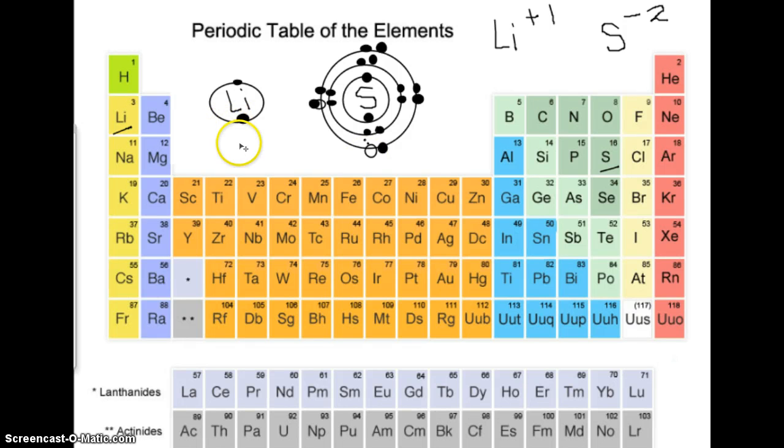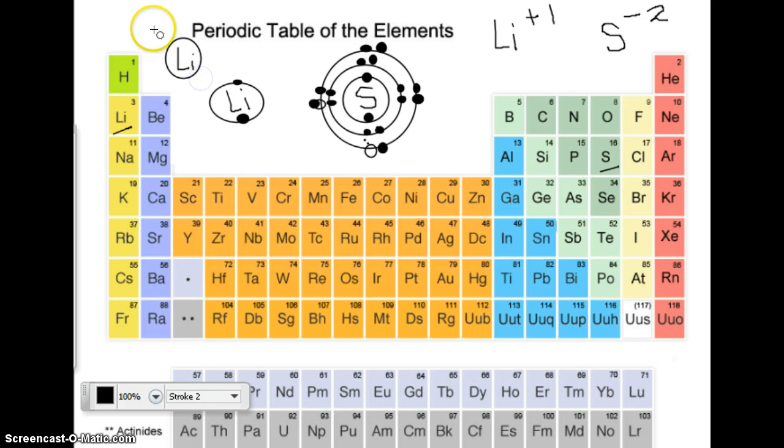And lithium says, well, there's nothing I can do about it. However, I can call over my twin. And so lithium actually calls over another lithium atom. And that lithium atom also has how many valence electrons? Just one, because it's in group 1. And the same thing's going to happen.